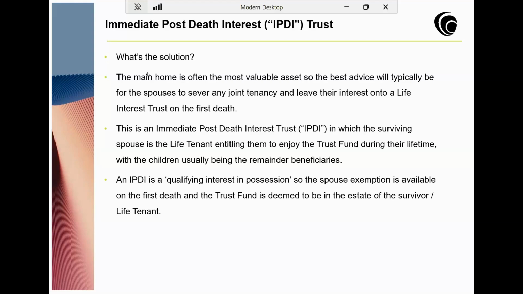Now, this type of life interest trust is an immediate post-death interest, in which the surviving spouse is the life tenant and is entitled to enjoy the trust fund during their lifetime, and usually with the children being the remainder beneficiaries. Now, as Kat explained earlier, this is what we call a qualifying interest in possession for inheritance tax purposes. So that transfer onto this trust qualifies for the spouse exemption on the first death, and the trust fund is deemed to be within the estate of the survivor, or rather the life tenant, and therefore chargeable to inheritance tax on their death.